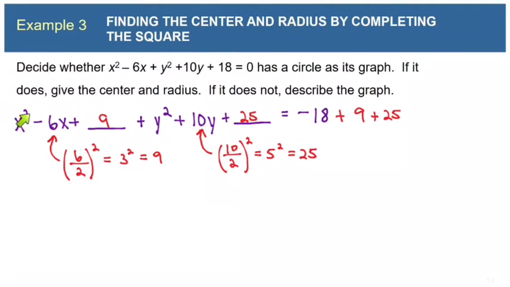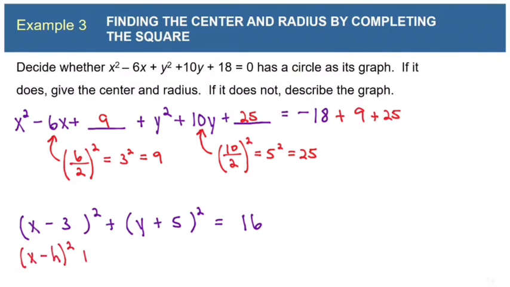Now let's factor the left side. Remember how it factors? We did this before in section 1.4. The square root of x squared, and then this sign, and then the square root of 9. So x minus 3 all squared plus, this one's going to be y plus 5 all squared. And then on the right side, that's going to equal negative 18 plus 9 plus 25. So that's going to add up to 16.